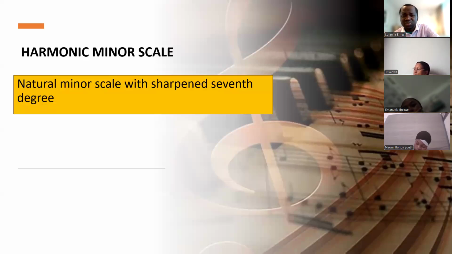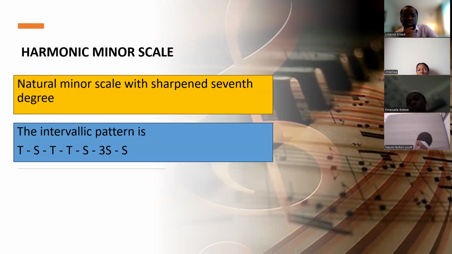So when you're asked to construct a harmonic minor, what you just need to do is to ask, what major is this minor from? Do the natural minor, sharpen the 7th. That's one way of doing it. Another way you can do it is to use the intervallic pattern. The intervallic pattern is tone, semitone, tone, tone, semitone, 3 semitones, then a semitone.